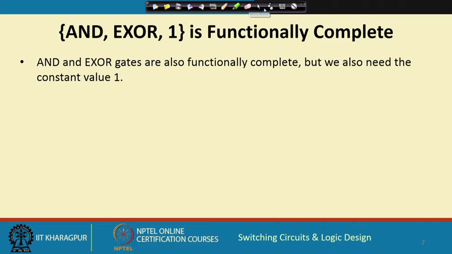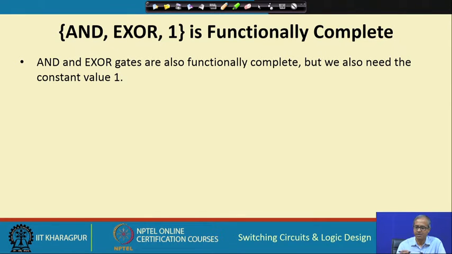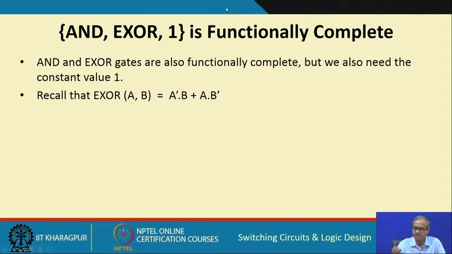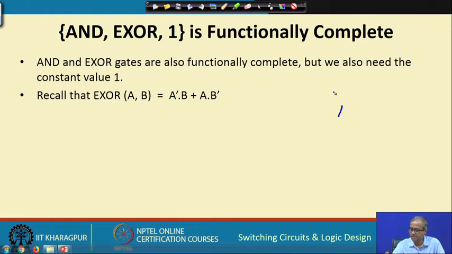Here there is another set we are talking about. We are talking about AND XOR. Well, the XOR gate you already know. An XOR gate symbolically is shown like this. The two inputs are A B, and the output is F.